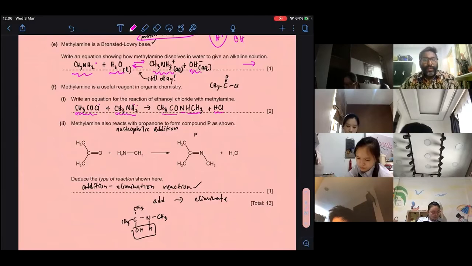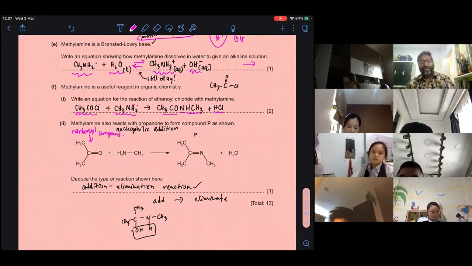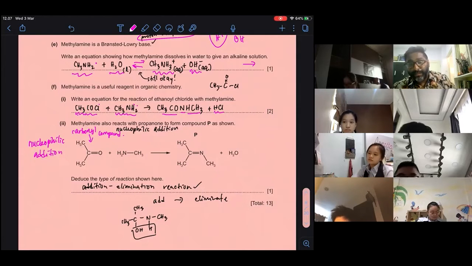Methylamine also reacts with propanone. This is propanone, a carbonyl compound. Now, by this time, because you are in A2, you should know that carbonyl compounds always have this mechanism of reaction, which is going to be nucleophilic addition. So that will be playing in my head: maybe they are asking about nucleophilic addition. But don't simply give your answer, you need to analyze properly.